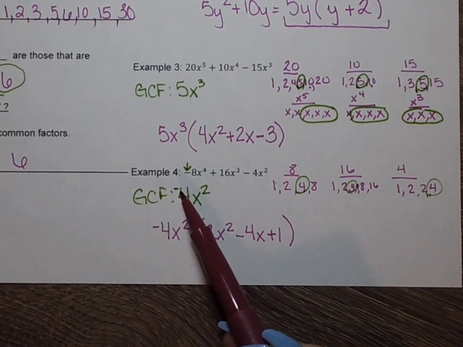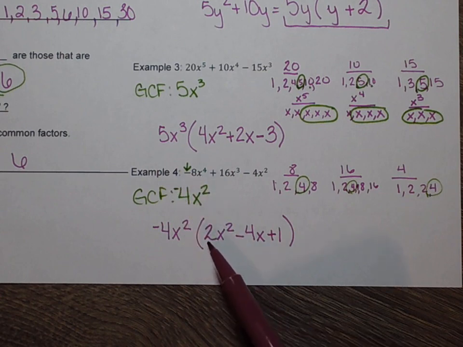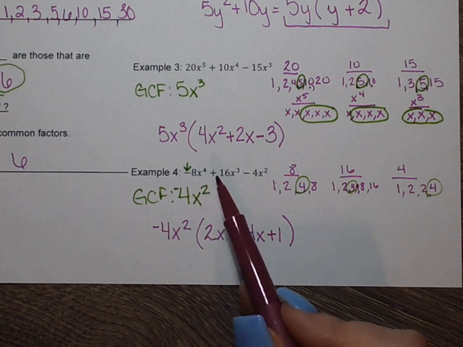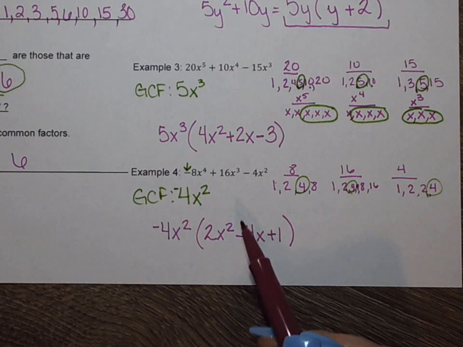So you can see that when we factored out that negative in our GCF, it changes the sign, negative or positive, on each of our terms. So our first term was negative, and in our final answer it's positive. This one was positive, now it's negative, and this one was a negative, and now it's a positive.